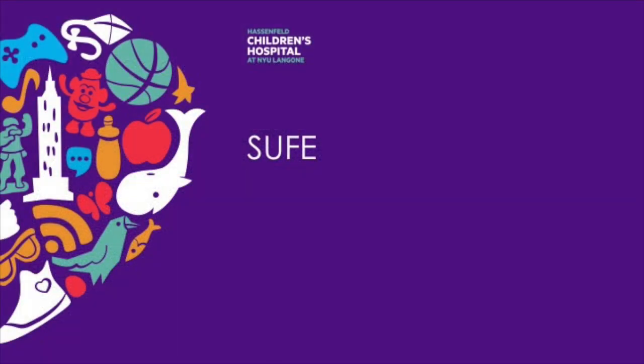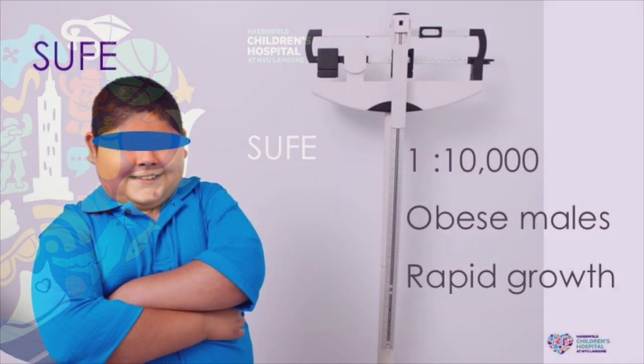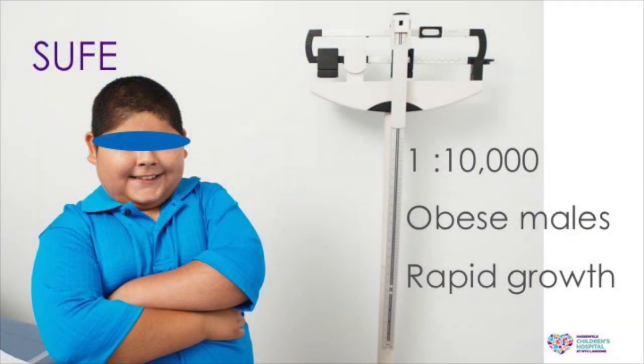Slipped upper femoral epiphysis. This is the most common hip pathology found in adolescents. The incidence is 1 in 10,000. It typically affects boys more than girls, and obesity is a significant risk factor. It occurs between the ages of approximately 12 and 16, which is a phase of rapid growth.